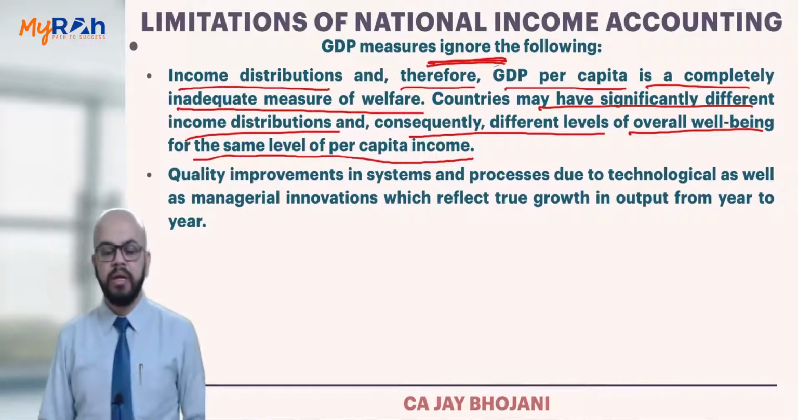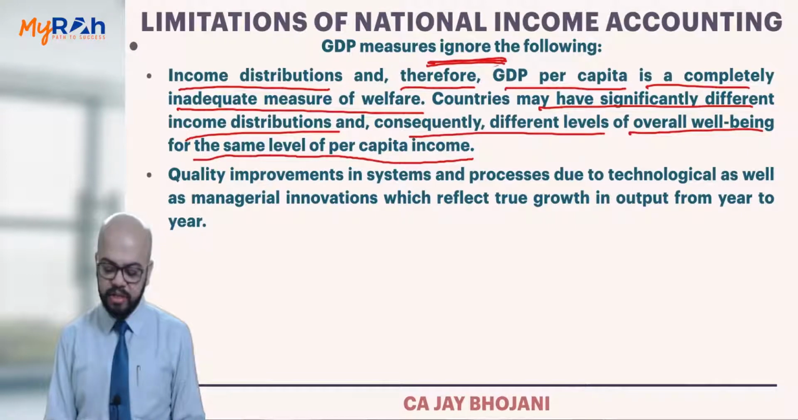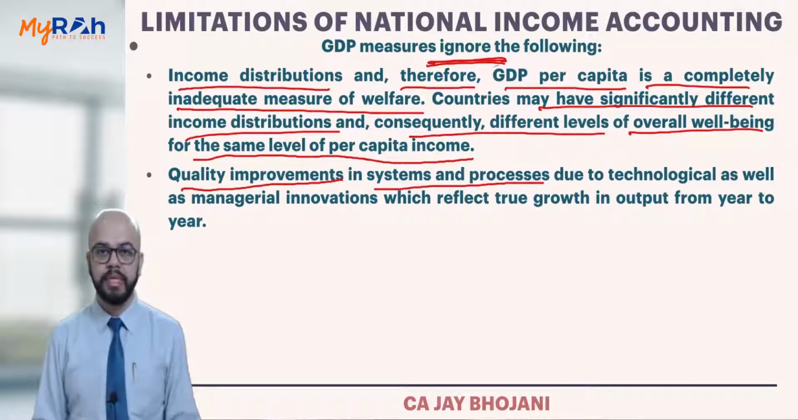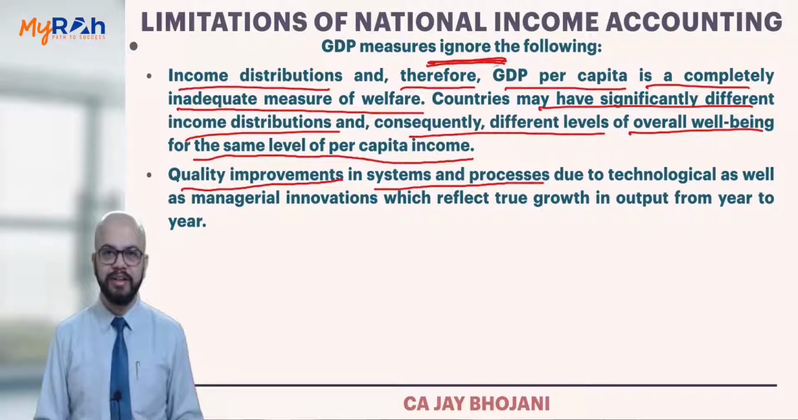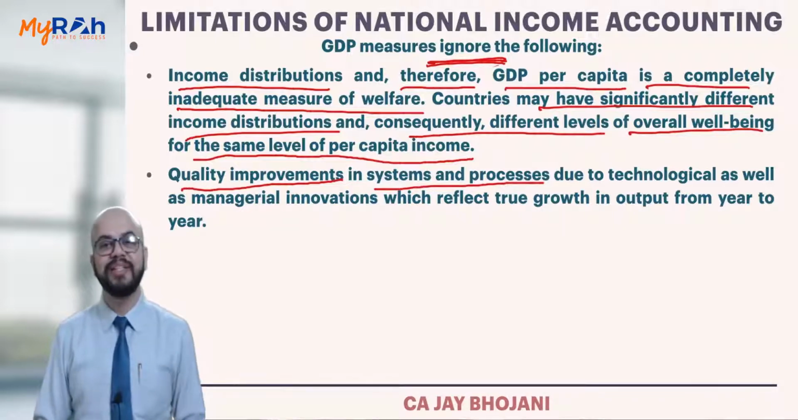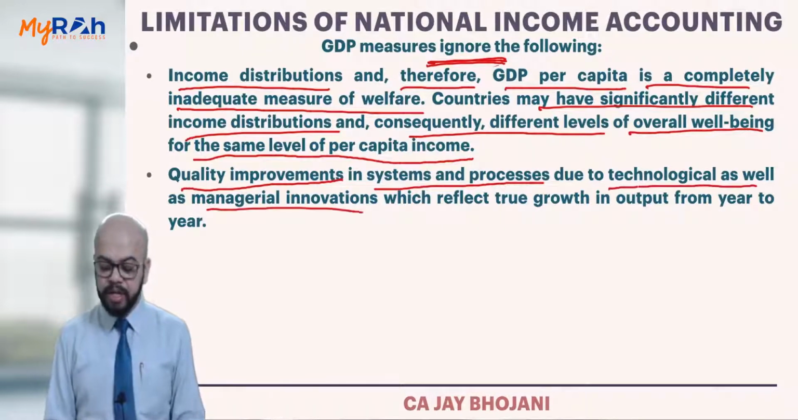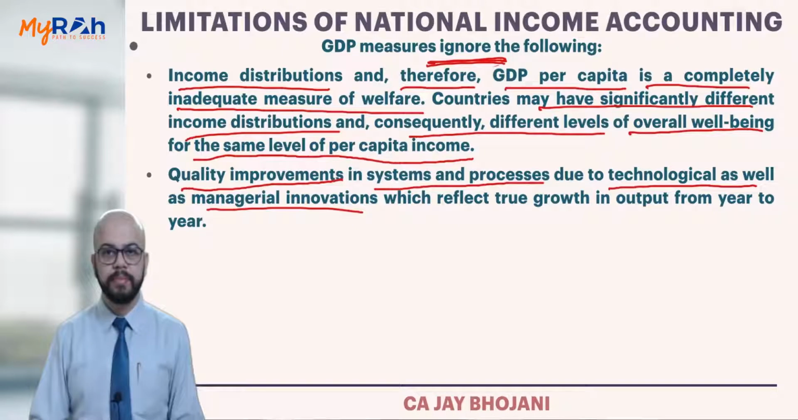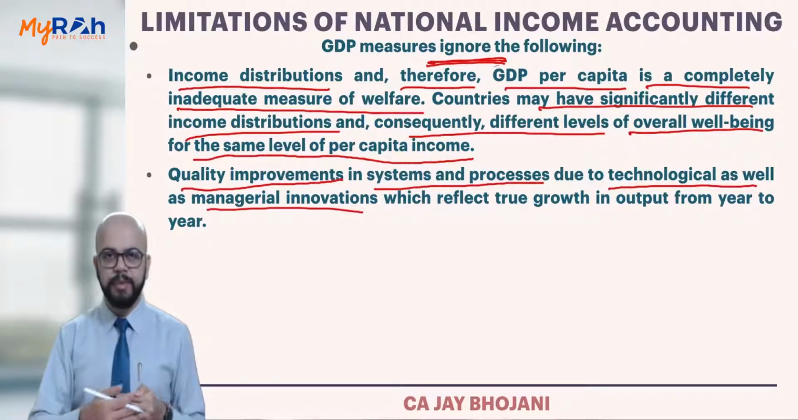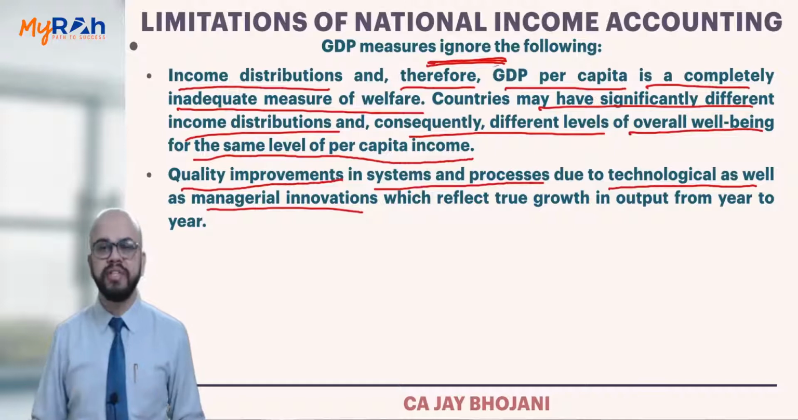Second, GDP does not consider the quality improvements in systems and processes. See, GDP is a measure of quantity, right? It does not consider quality improvements in the systems, in the processes, which majorly arise due to technological as well as managerial innovations. Due to technological innovations, due to managerial innovations, whatever improvements have been seen, whatever innovations are being made, the processes are improving, that is not considered in GDP.